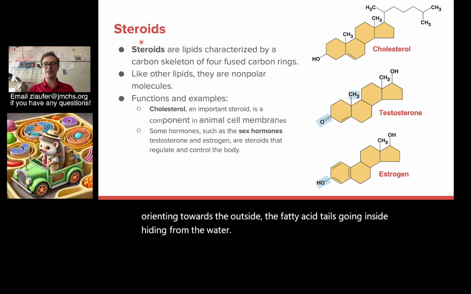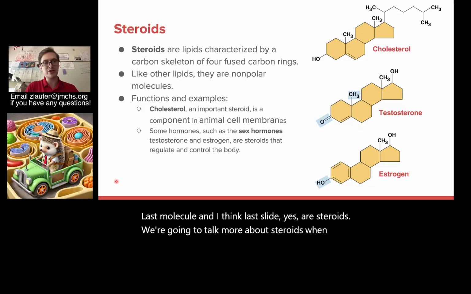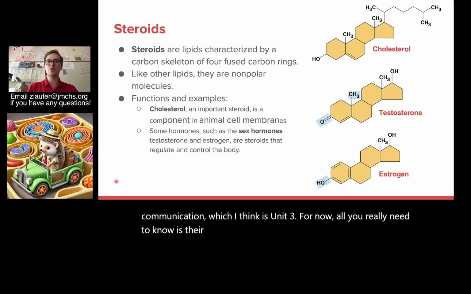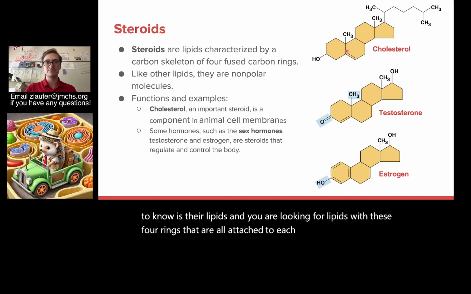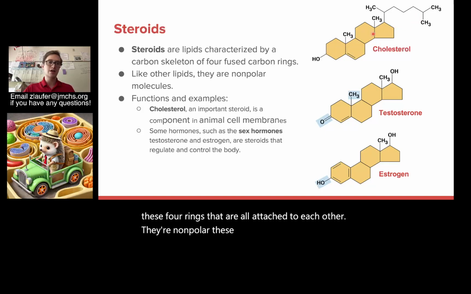Last molecule, and I think last slide, yes, are steroids. We're going to talk more about steroids when we get to cell communication, which I think is Unit 3. For now, all you really need to know is they're lipids, and you are looking for lipids with these 4 rings that are all attached to each other. They're nonpolar. These rings ensure that. But they're anything from cholesterol to estrogen.